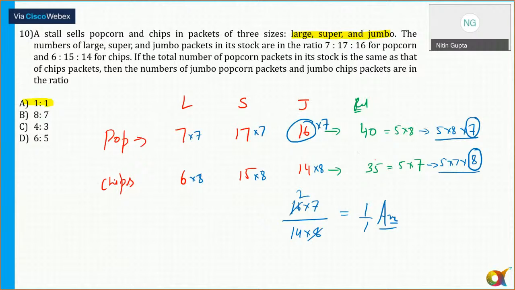Okay. Now let's move to the next slide. That is question number 11.